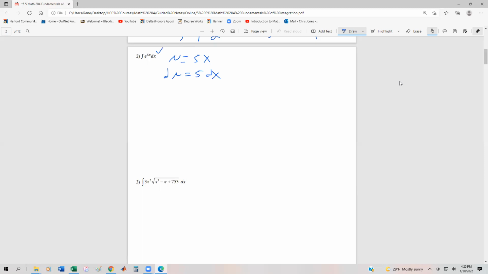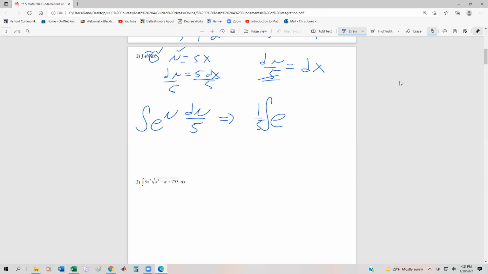The derivative of 5x is going to be 5, and then dx, because it's with respect to x. We like the dx, but we don't like the 5. So we're going to divide by 5, and we're going to wind up with du over 5 is equal to dx. Wherever we see dx, we're going to substitute du over 5. Wherever we see 5x, we're going to substitute u. And so this now becomes the integral of e to the u du over 5. Or we could factor out the 1/5 and write this as 1/5 times the integral of e to the u du.